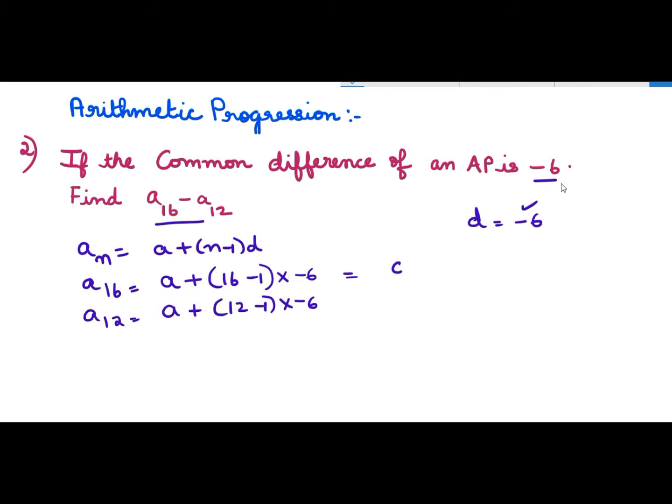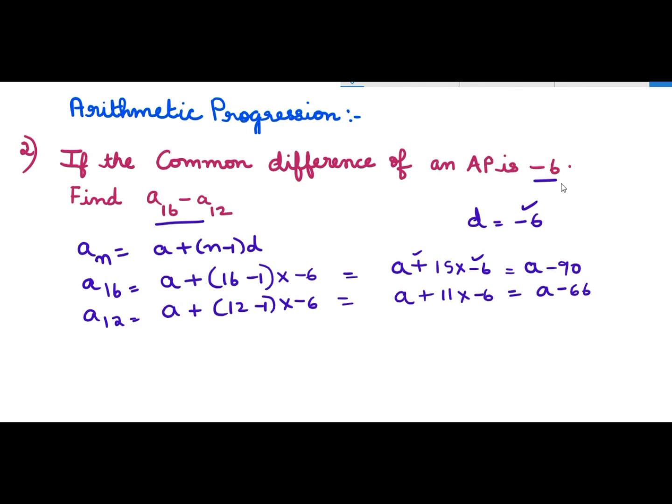So this I can simplify. a plus 15 into minus 6, which is equal to a minus 90. 15 into minus 6 is minus 90. Minus into plus is minus. Again, a plus 11 into minus 6, which is equal to a minus 66.